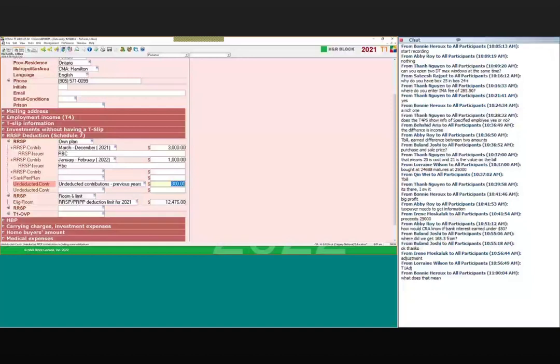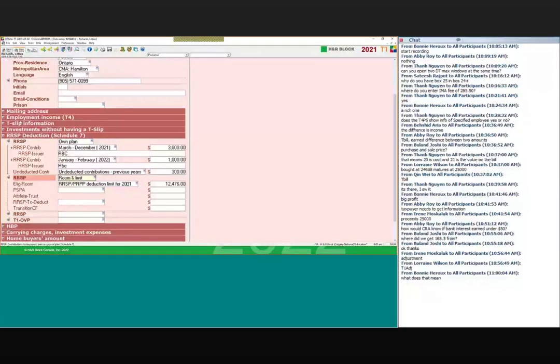The other thing you can do is choose how much you want to deduct. In this case, with my rich gentleman, if his limit was 12,000 and he only needed 10,000, then I would put this in as RSP to deduct. You can put in any amount that makes sense. If you have somebody who doesn't need to deduct anything, you can put it as zero, and basically you're telling the software not to make any deductions.